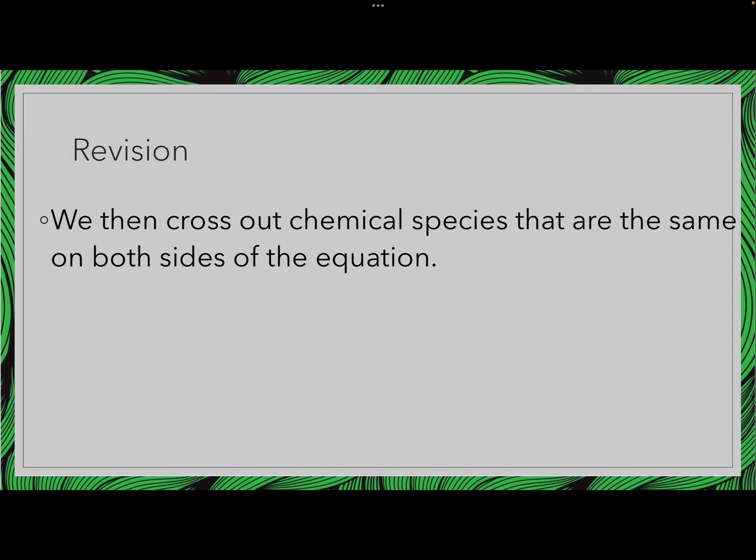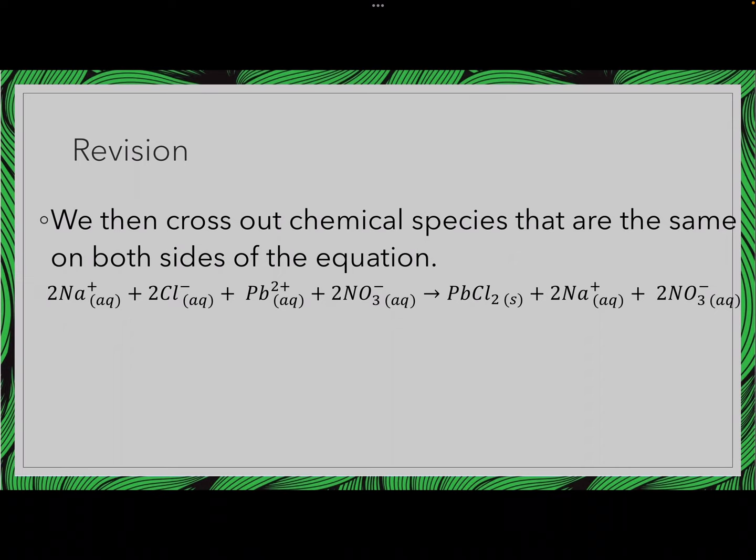But what we want is the net ionic equation. So what we do for that is we cross out the chemical species that are the same on both sides. So let's have a look. 2Na+, okay, the very first reagent. It's there at the front and it's in the middle of the reactants. So because it's exactly the same, we can cross it out.